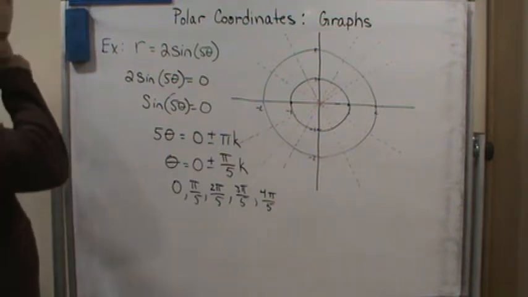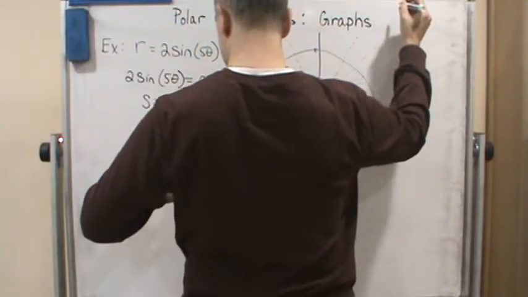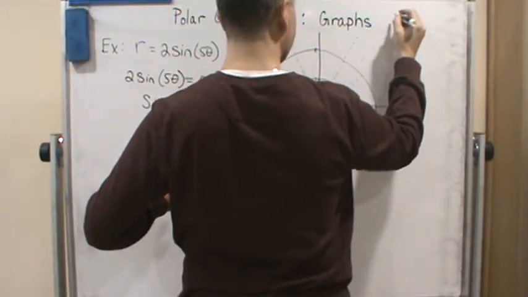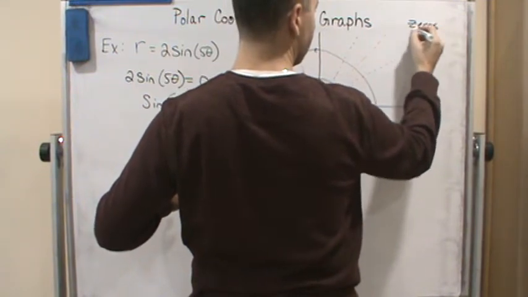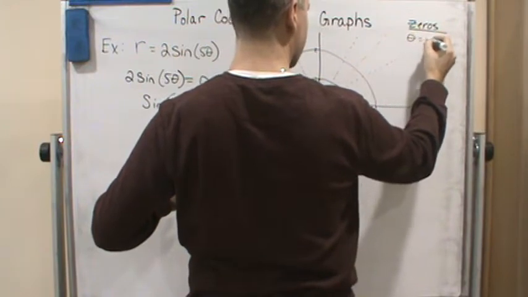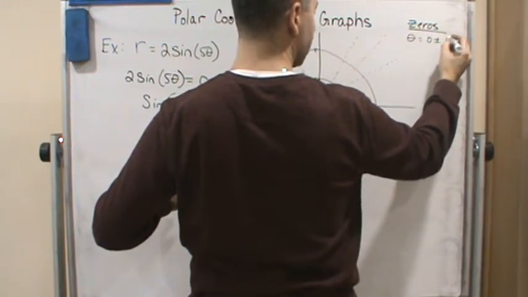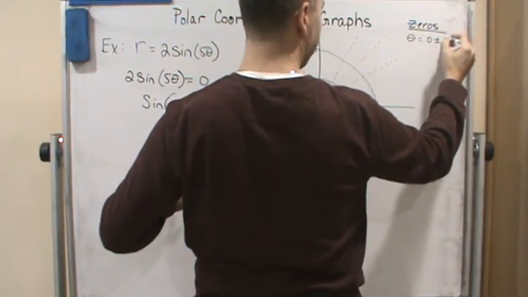Okay, so now that we've got that, and in fact, I'm gonna write that over here just to keep this out of the way. So we know the zeros, right? If we're talking about the zeros, we know that that's going to happen when theta is equal to 0 plus or minus a multiple of pi over 5.